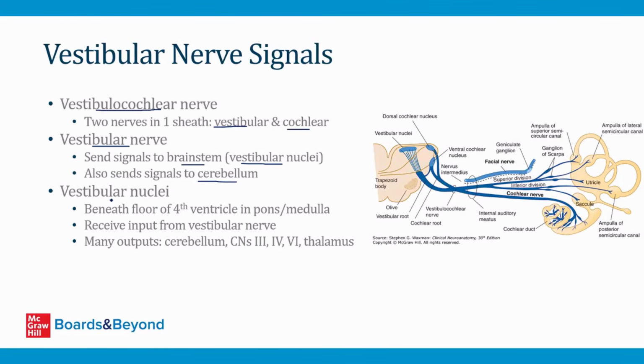And so eventually the signals from the vestibular system will reach the vestibular nuclei in the brainstem. They're found below the fourth ventricle in the pons and the medulla. And they receive this input from the vestibular nerve, and then they have many, many outputs. It's low yield to know about all of them, but it sends signals to lots of different places, like the cerebellum for balance, the thalamus for sensory information, other cranial nerves that control eye movement, and that's because the vestibular system helps keep your eyes focused, like we talked about before.